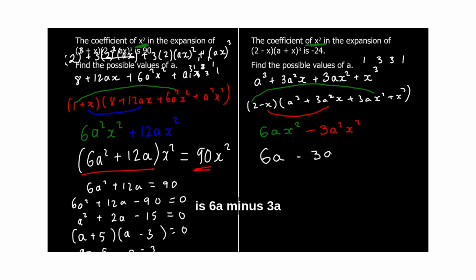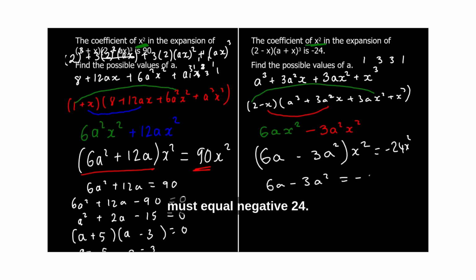So we can say our x squared term, if I factorize out the x squareds, is 6a minus 3a squared. That's my x squared term. And it's equal to negative 24. It's negative 24 x squared. So 6a minus 3a squared must equal negative 24.